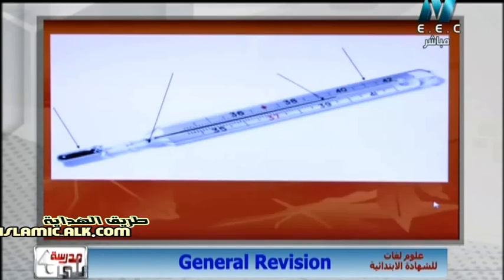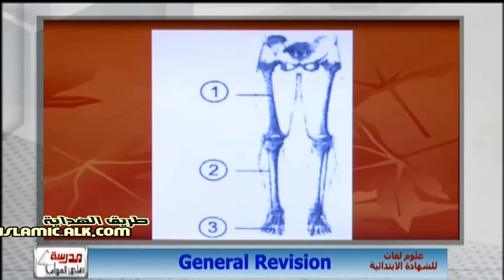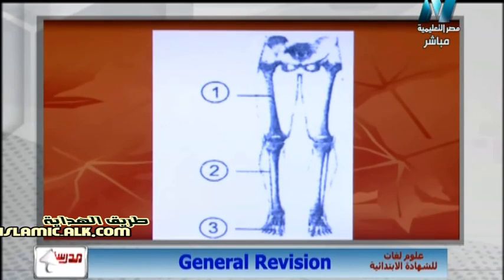So now let us have another image, صورة تانية, or another labeling diagram. Surely it will be the lower or the upper limb.